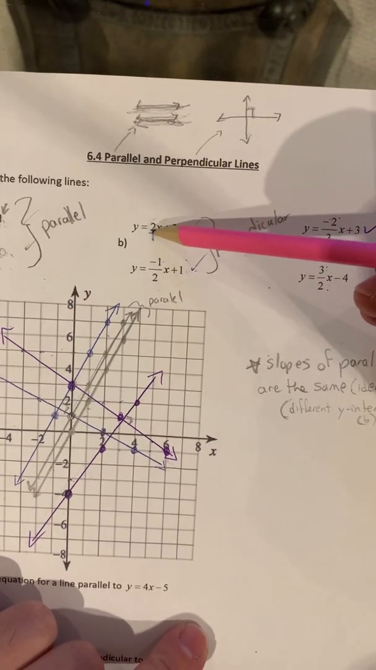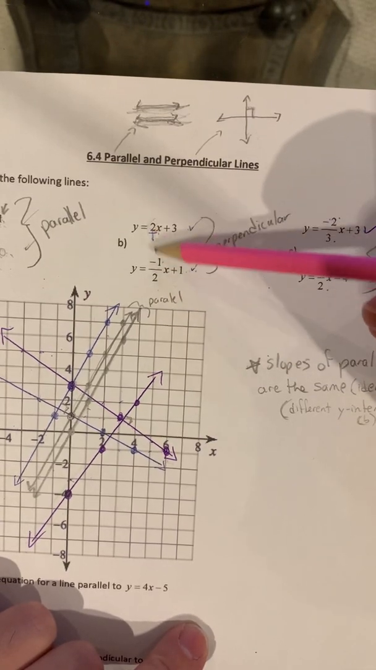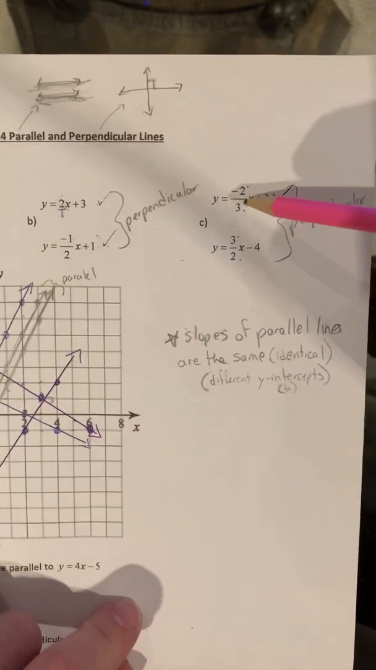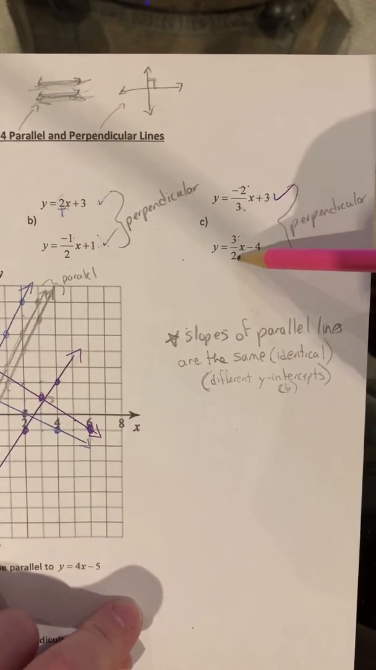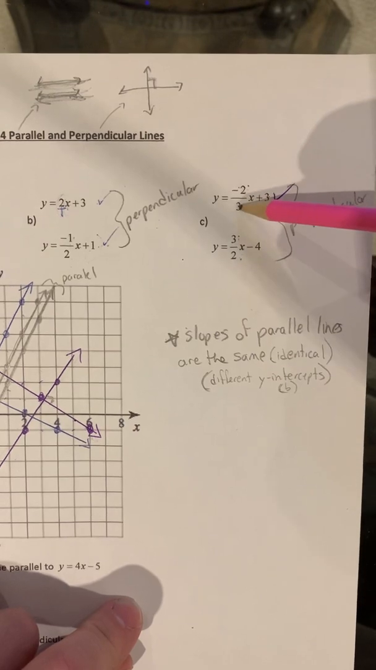So this one is 2 over 1, this is 1 over 2. So that's the flip versions of each other. This one is 2 over 3, and the second one is 3 over 2. So these are exact opposites.